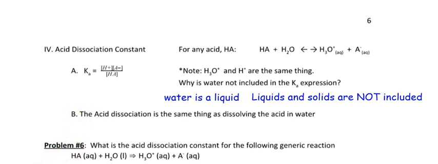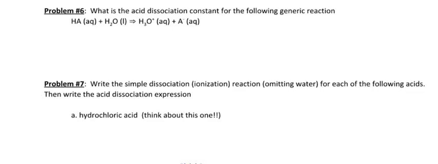So let's try problem number 6. Let me scroll down. Problem number 6 is, what is the acid dissociation constant for the following generic equation? They're asking you to solve for Ka. Well, what goes on top, everyone? The products. Remember I said H3O plus and H plus are one and the same, so I just rewrote it this way, and the A minus. These are my products over my what? Over my reactants. Do I put water in this? No. And so there we are.